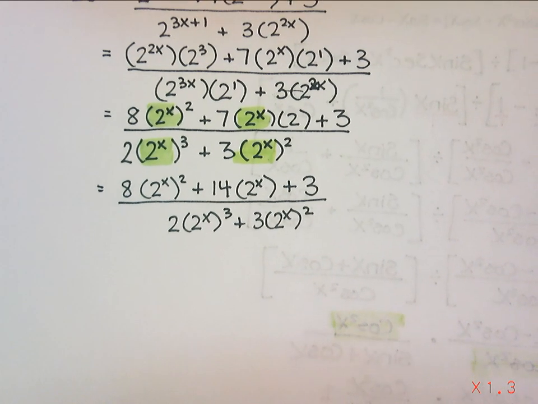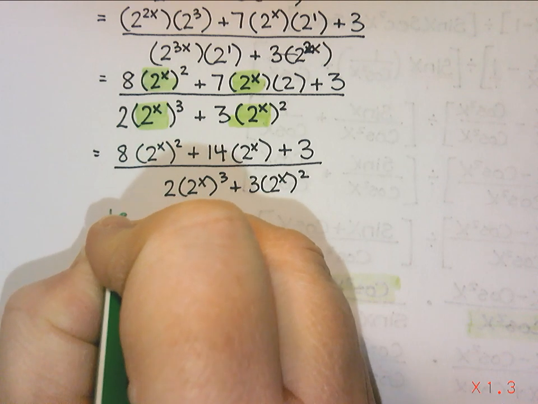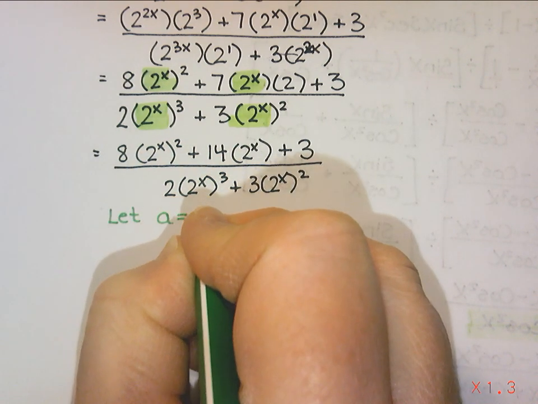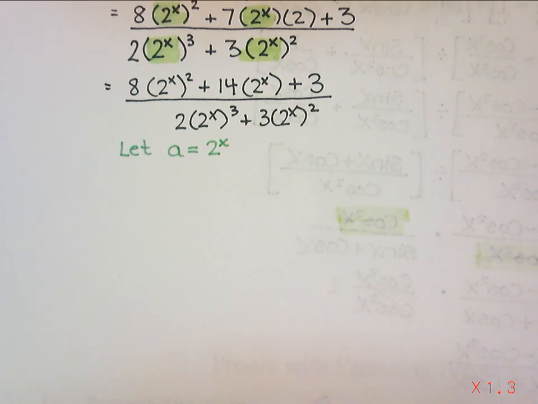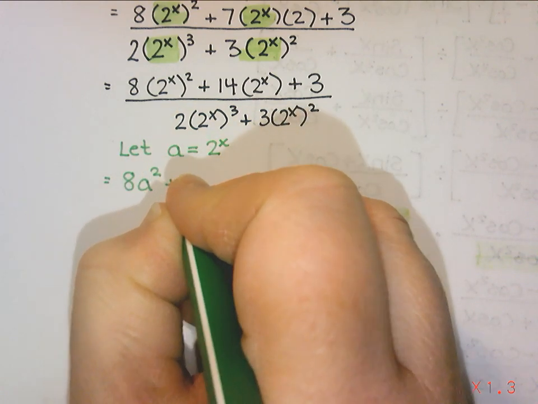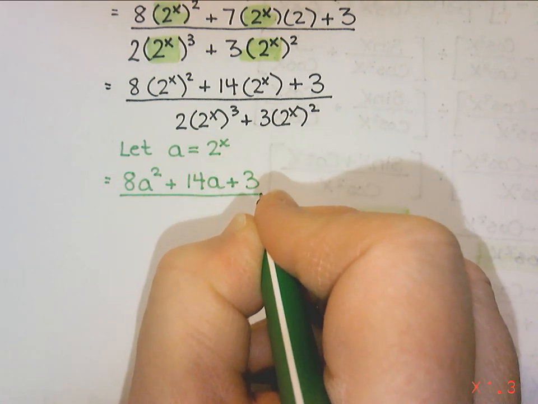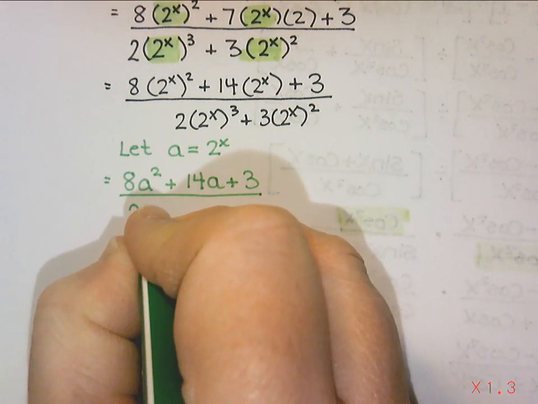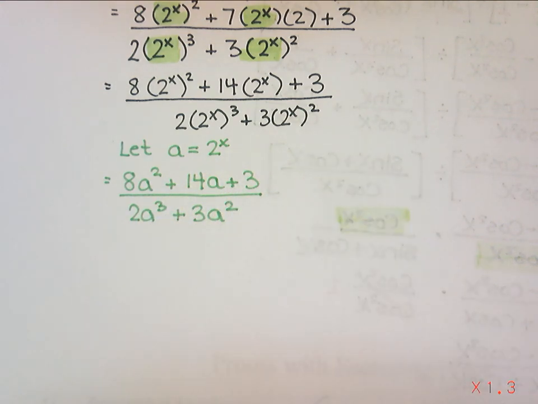Okay, so I did mention variable replacement. You could do it off to the side. We've got a lot of space here on the page, so I'm just going to go for it inside the proof. So I'm going to let a be 2 to the power of x. So if I do that, I'm going to get 8a squared plus 14a plus 3. And then in the denominator, I'm going to get 2a cubed plus 3a squared.